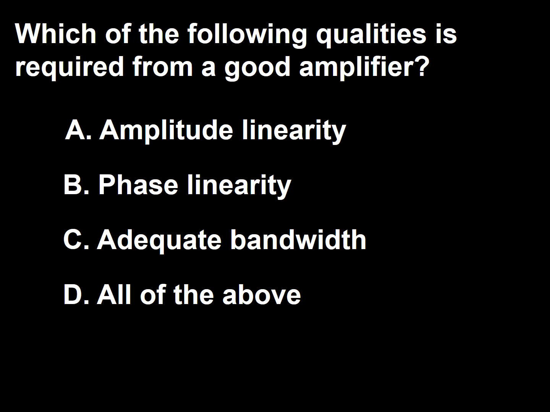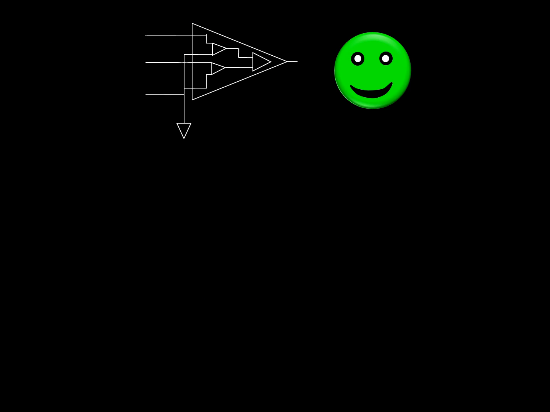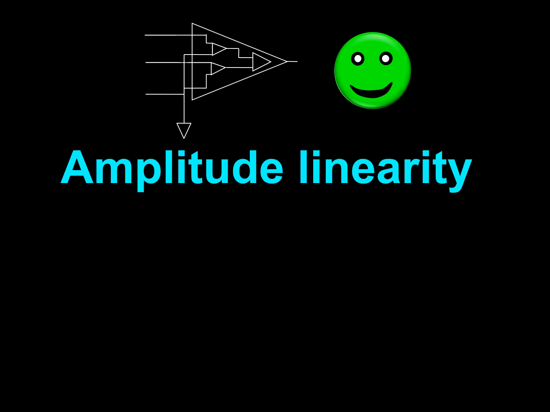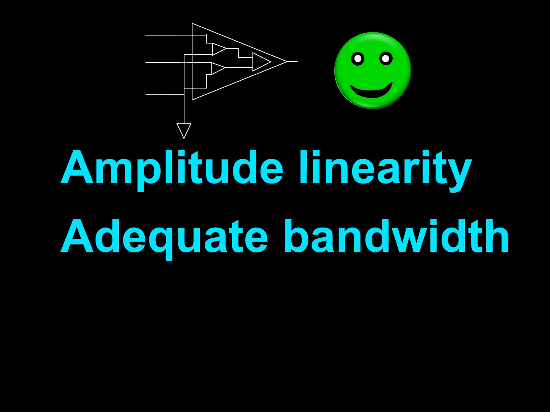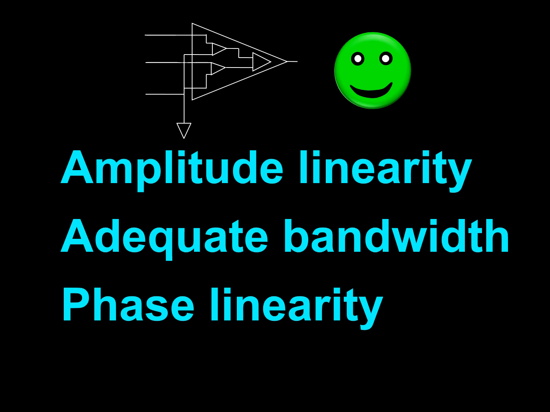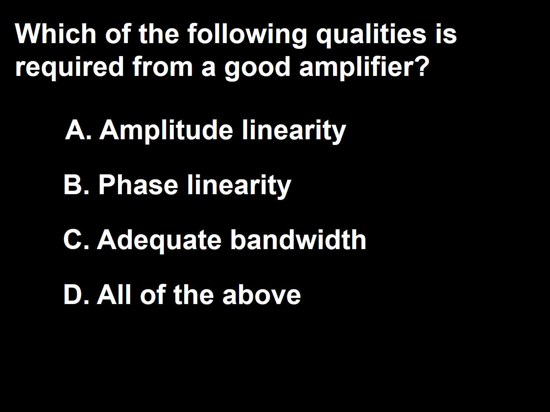Next question. Which of the following qualities is required from a good amplifier? A. Amplitude linearity. B. Phase linearity. C. Adequate bandwidth. D. All of the above. A good differential amplifier must have amplitude linearity, adequate bandwidth, phase linearity, and low noise. So the answer to this question is D.